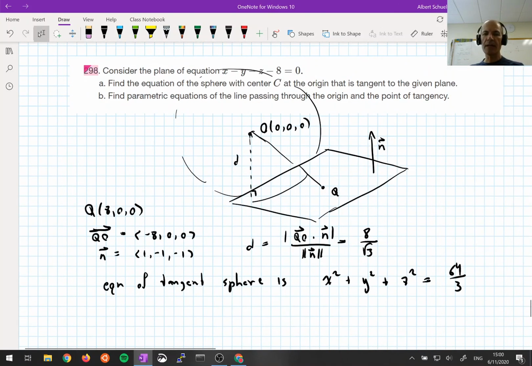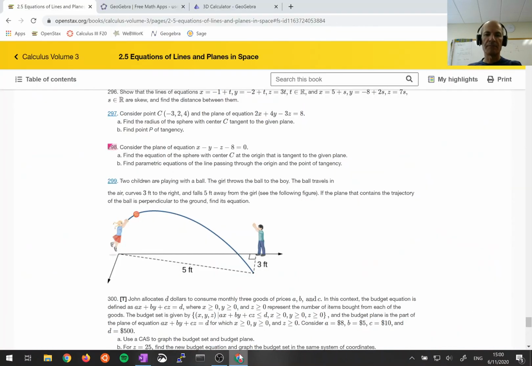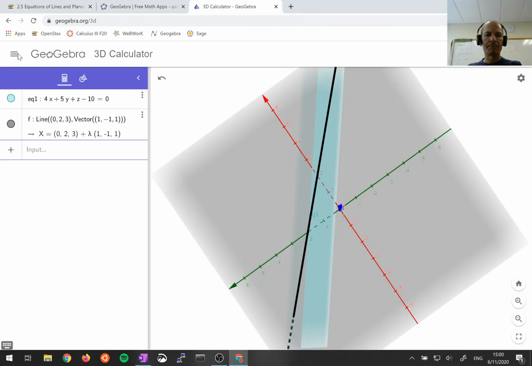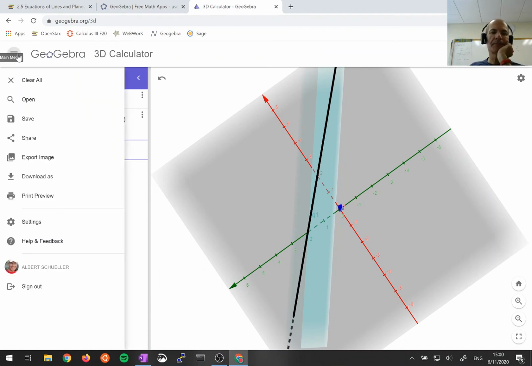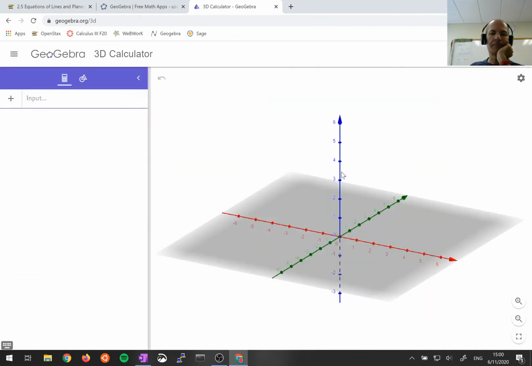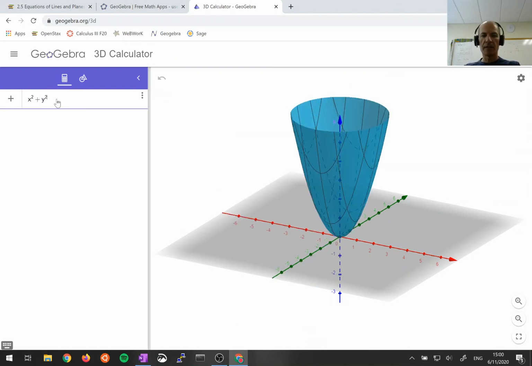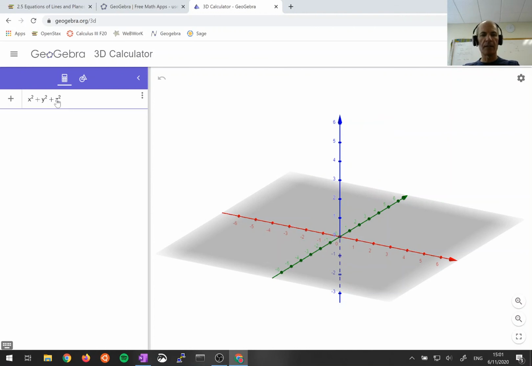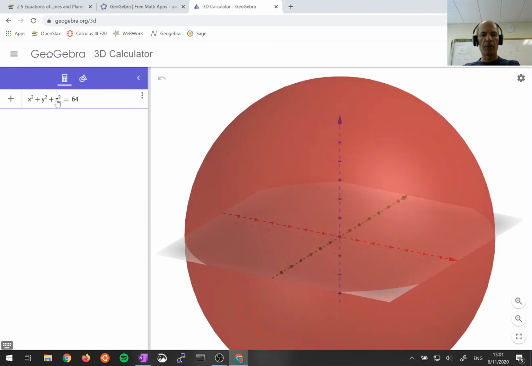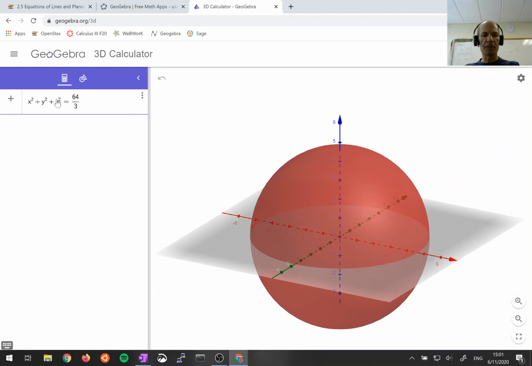Now if we've done this correctly, we should be able to plot both this plane and this sphere, and we should see that tangency happening over in GeoGebra. Let's do that. We'll clear our earlier work. Let's do the sphere. The sphere is pretty easy to type in. x squared plus y squared plus z squared equals 64/3. It's a nice looking sphere.